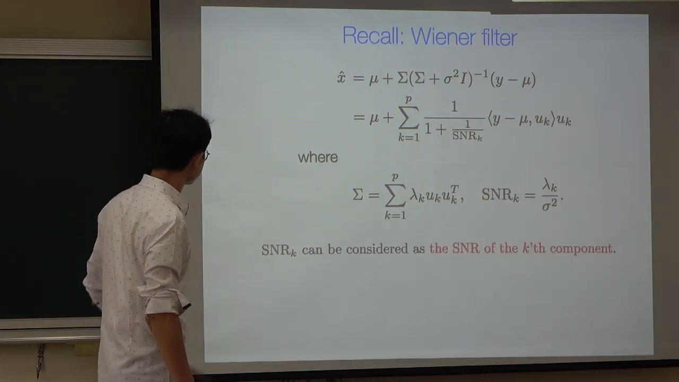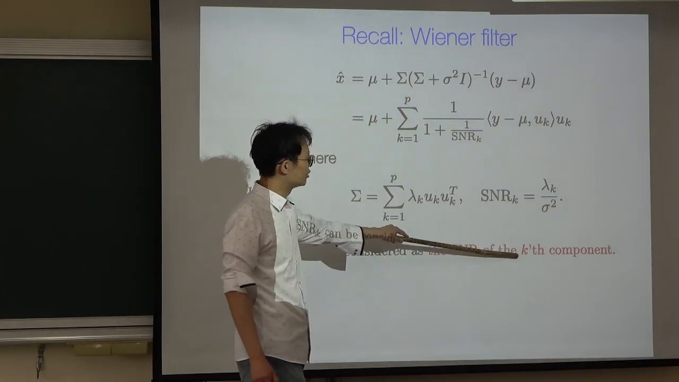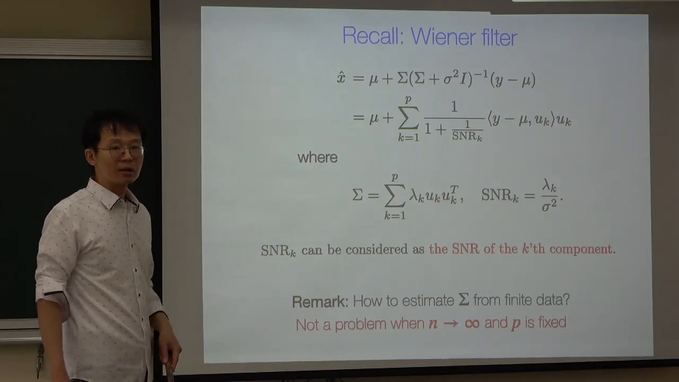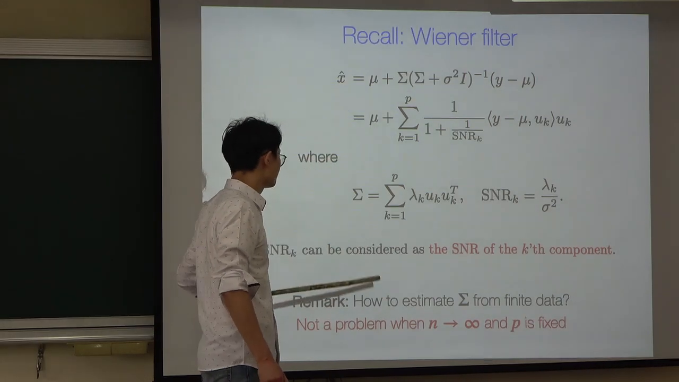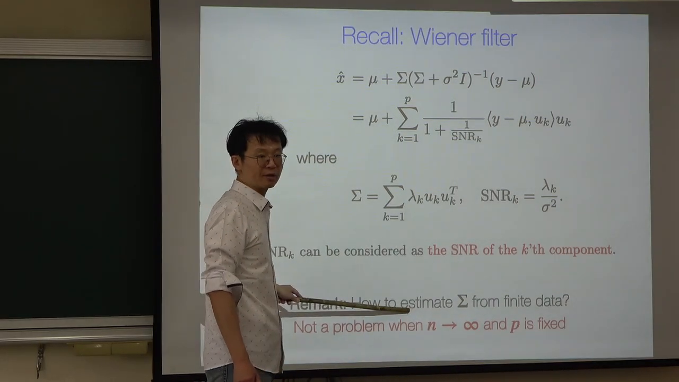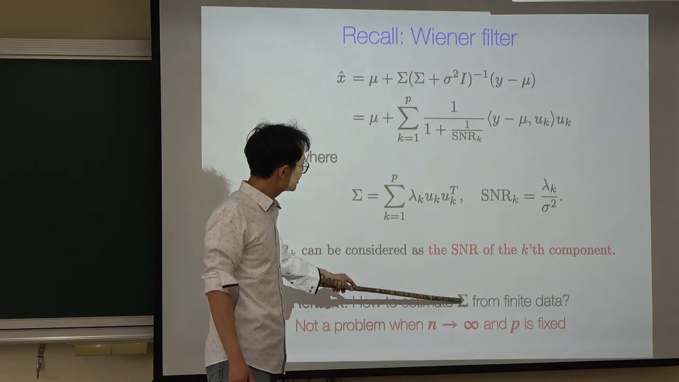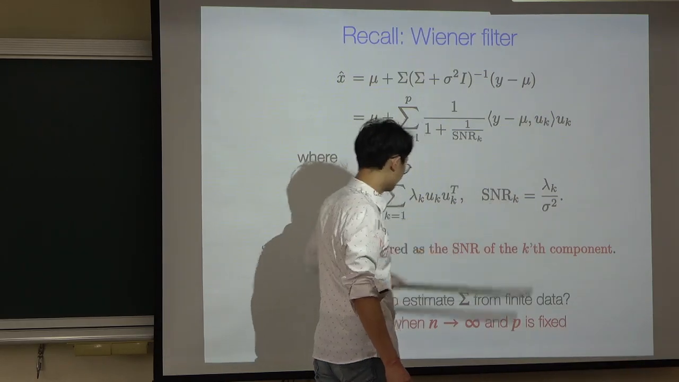And now SNR_k can be considered as the signal to noise ratio of the k-th component. And now, from here, we want to ask the question about how to handle the unknown covariance matrix, unknown eigenvector, and unknown eigenvalue.